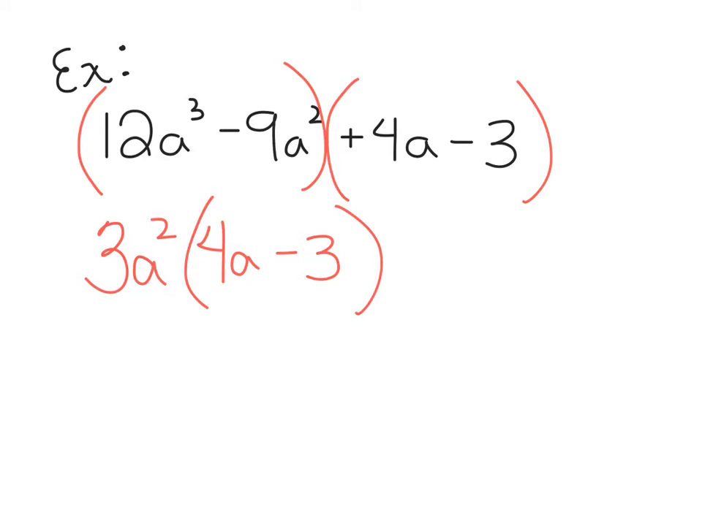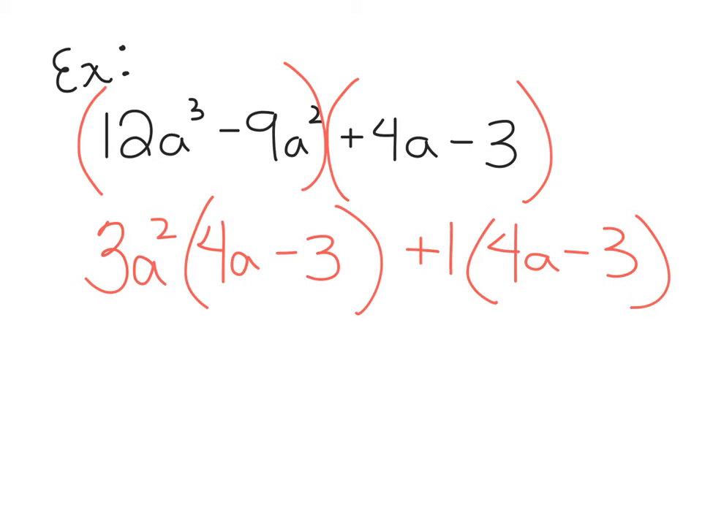Now, I need to pull out something from the second group so that it's going to match this. So what can I pull out? Absolutely, it's going to be a 1. My greatest common factor here is just going to be 1. The reason I pulled out a 1 is because I need to have common binomial factors. 1 times 4a is still 4a. 1 times negative 3 is still negative 3.